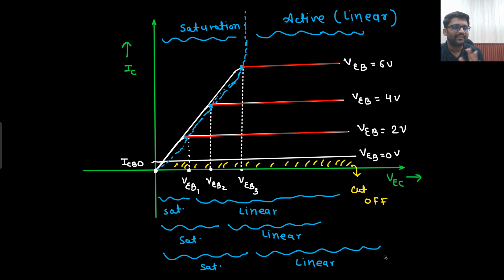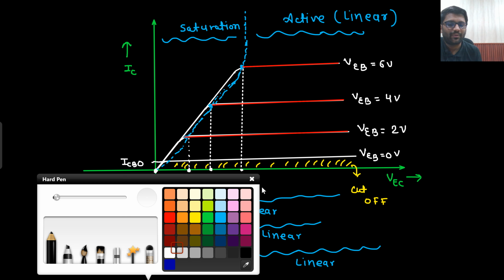Is this characteristic clear to you? A lot of people would simply mug it up, but I hope you have understood the deep meaning of it: why this is saturation, why this is active, why this is cutoff, why here there is ICBO current. Actually we showed this as 0 current, but is it actually 0? No, it is not actually 0. So I hope now when you make these characteristics, you will be able to explain them in a much better manner.